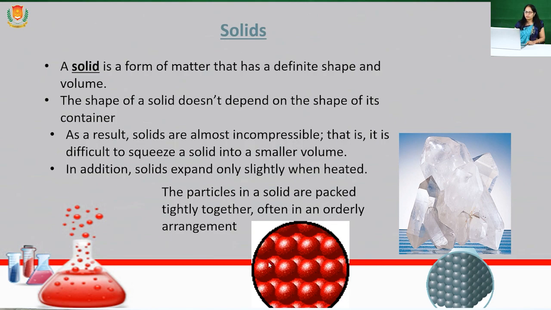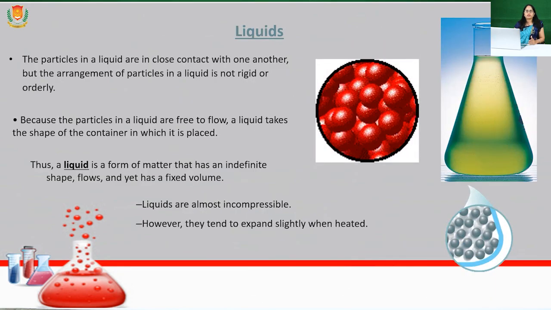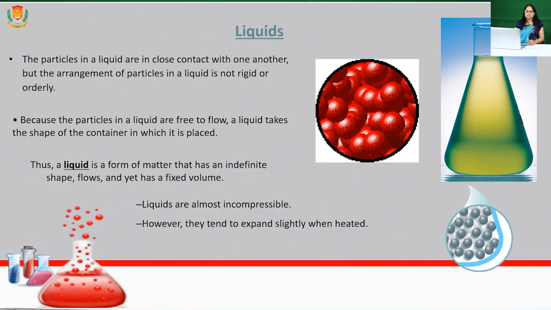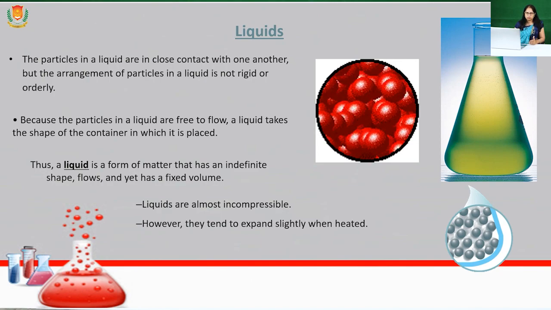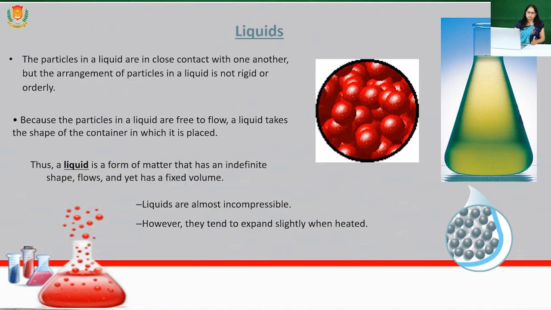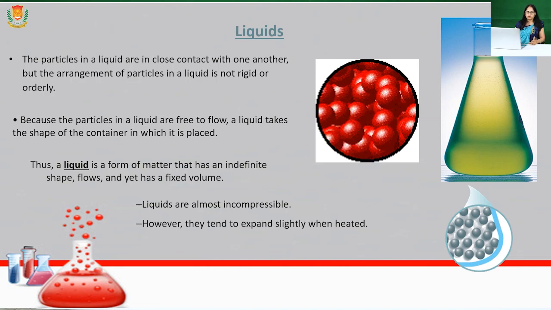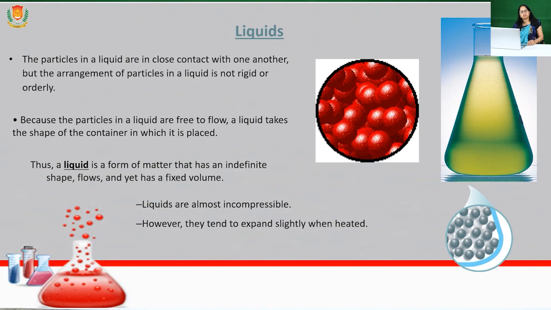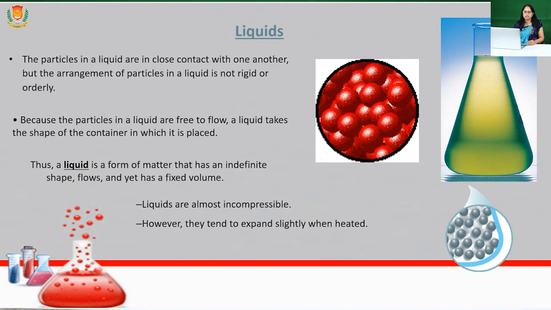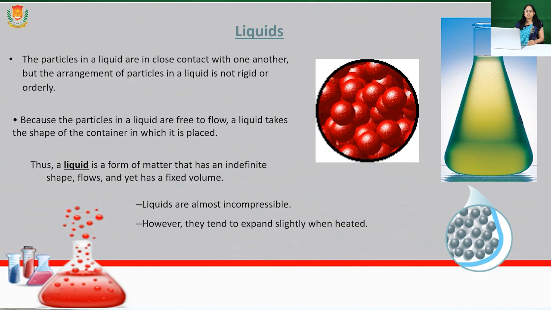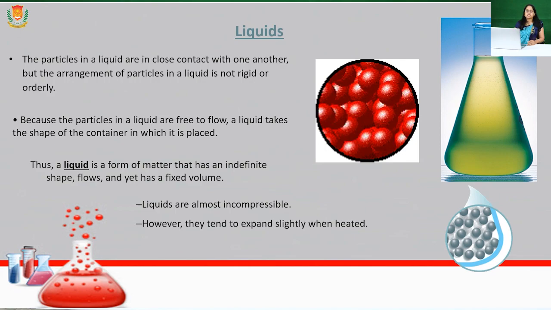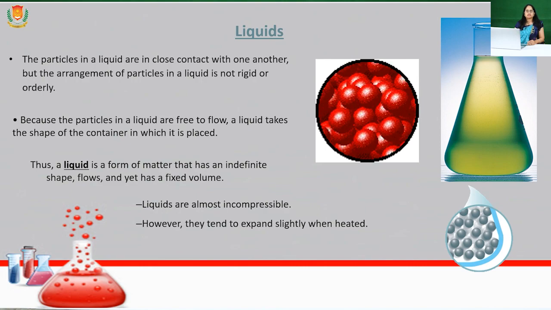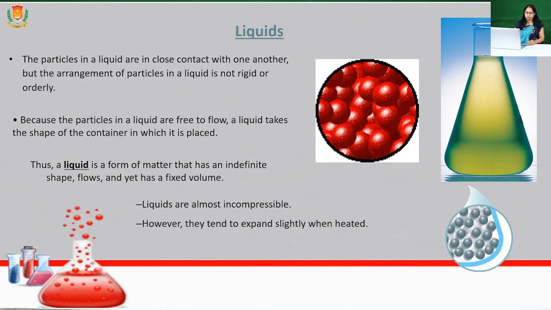Now, the second state of matter is the liquid state. When we talk about the liquid state, the molecules are very close to each other, but the arrangement of the particles in a liquid is not specific or orderly, because the particles of liquids are free to move and take the shape of the container in which they are placed. Thus, a liquid is a form of matter that has indefinite shape, can flow, and has fixed volume.